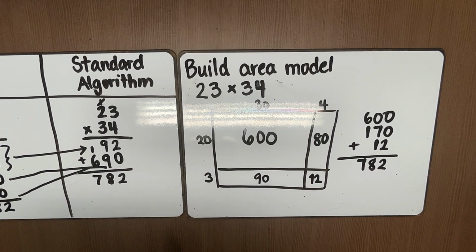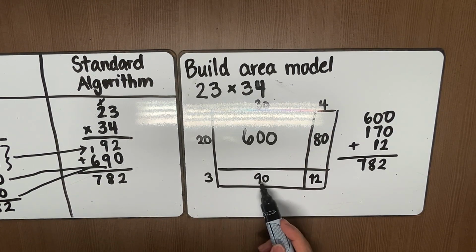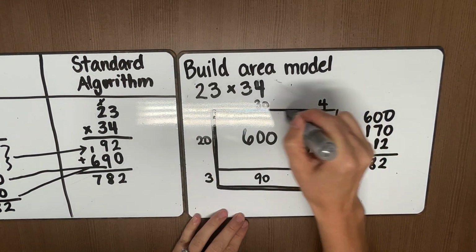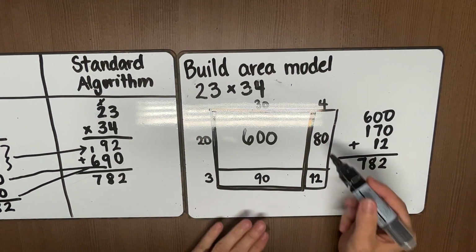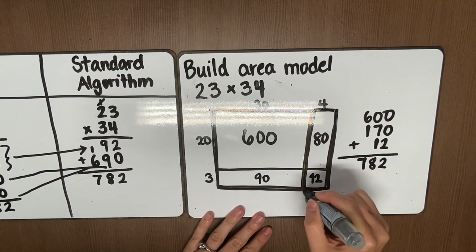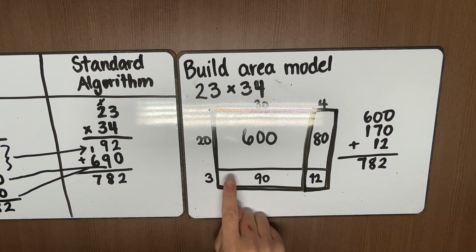You may have noticed the same as partial product. Here we have 690. Here's the 690. It is this part of our area model. Here we have 92. That is the 80 and 12. It is this part of our area model. Partial product, standard algorithm are all connected to the area model.